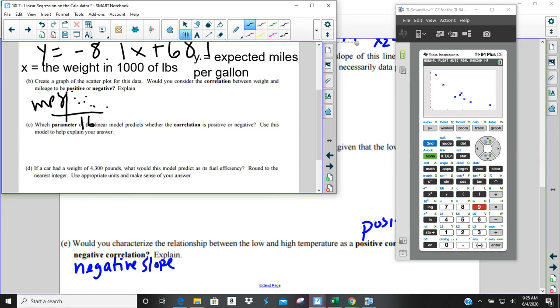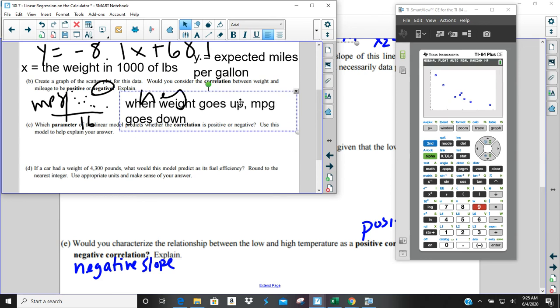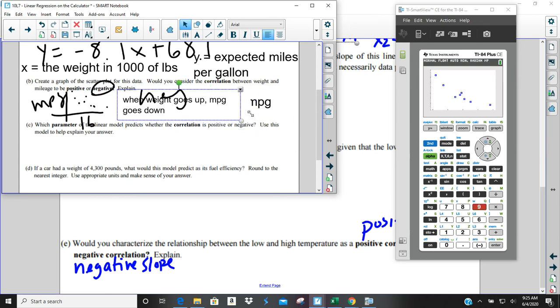As the weight goes up, the miles per gallon goes down. So yes, I would consider the correlation to be negative. Why? I would say exactly what I just said. When weight goes up, miles per gallon goes down, which would be a negative relationship. And again, negative is fine. Negative isn't a bad thing. It's not negative, it just is. So it's negative.